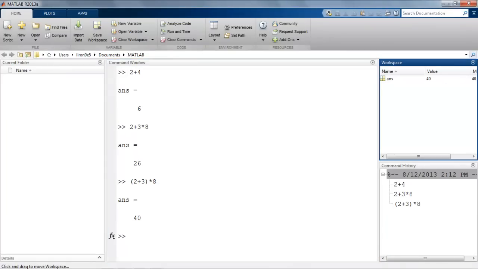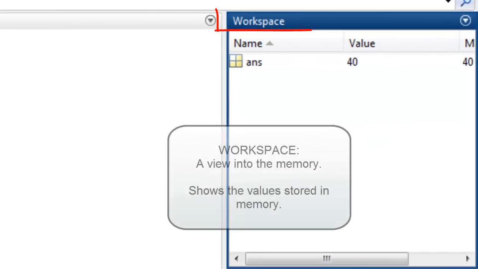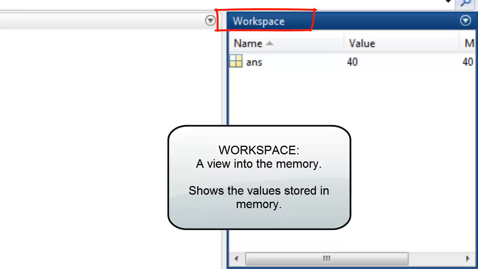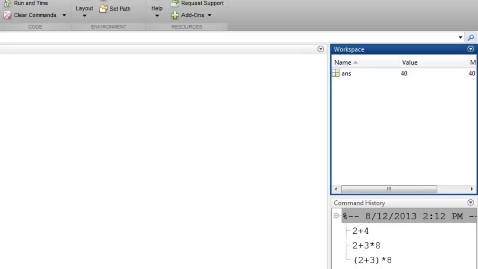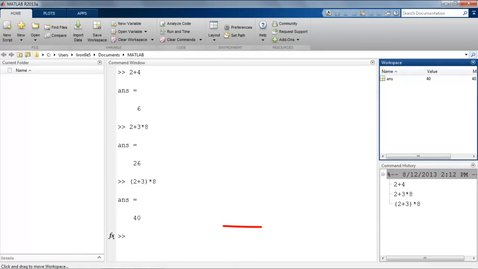The one addition that we do not see on our calculator is the workspace. This is a view into the memory. What values are stored behind the scene? As you can see, ANS is there only once, not 3 times. It only stored the latest answer, which was my 40.